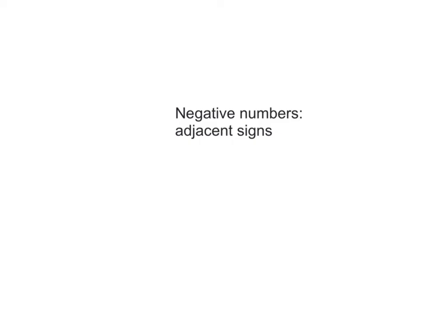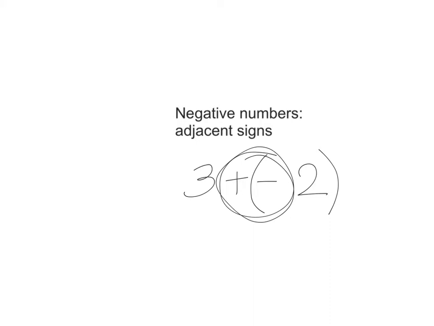Today we're looking at negative numbers, particularly focusing on adjacent signs. Adjacent meaning next to each other, so it might look something like 3 plus negative 2, or it might be with the negative 2 in brackets. But the adjacent signs are the signs that are next to each other there.